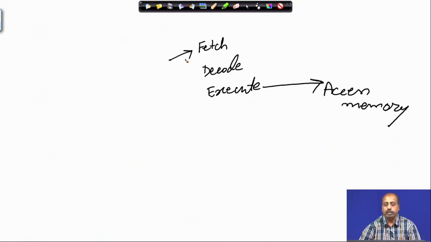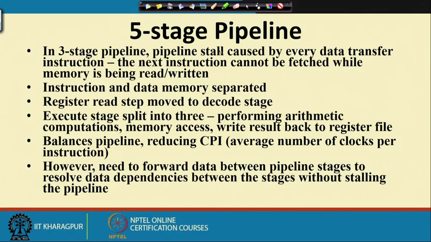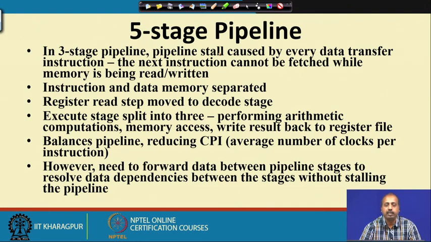So, this type of pipeline stall will occur, and if you look into the operations that we have out of these three stages, the execute stage will take the maximum amount of time because it may be doing some complex operation. So, this is the problem. Every data transfer instruction will have a pipeline stall because the next instruction cannot be fetched while the memory is being read or written. So, how to solve this problem?